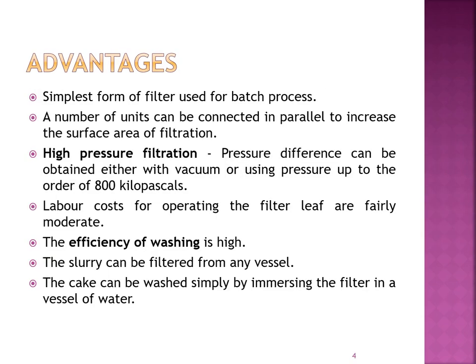Advantages: it is the simplest form of filter used in the batch process, with a large number of units. If you want to multiply the capacity, you can connect a number of filters in parallel to increase the surface area of filtration. It can go for high pressure, say up to 800 kilopascal of vacuum or pressure applied for filtration. The labor cost is moderately low, and the efficiency of washing is high. The slurry can be filtered from any vessel, so you need not worry about where the content to be filtered is. Anywhere you can install this type of filter and start the filtration operation. The cake can be washed by simply reversing the flow of suction.